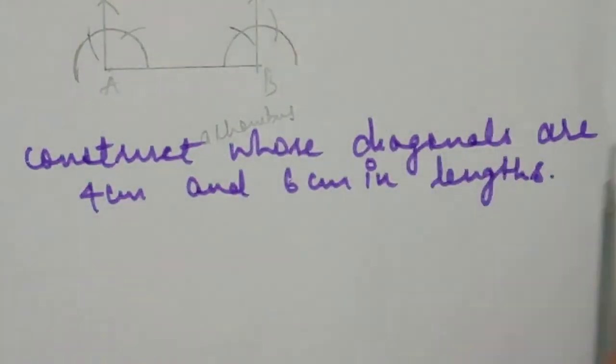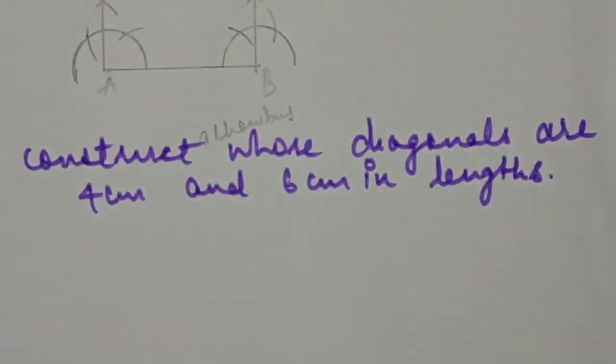whose diagonals are 4 centimeter and 6 centimeter in length. In a rhombus, all sides are also equal. So if the rhombus side is given, then it is very easy to draw because it is the same as the square. And when the diagonals are given, then it is different. That's why I am explaining with the diagonals.